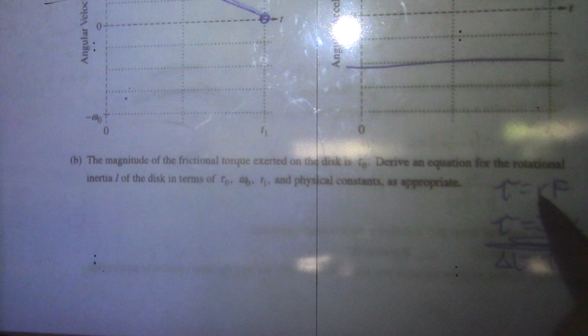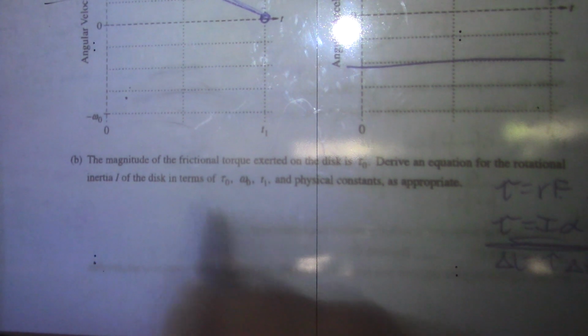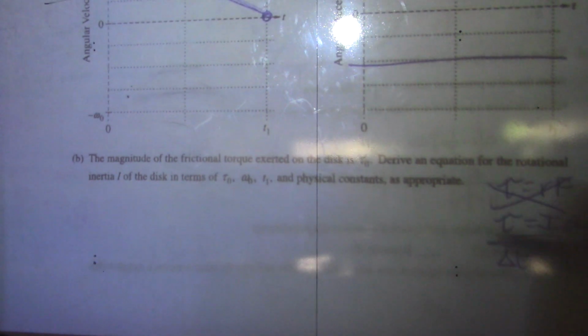Any negative value, as long as it's constant, will work. The magnitude of the frictional force is tau naught. Derive an equation for rotational inertia I in terms of those things. You have a couple of torque equations. You've got torque equals r F, torque is I alpha, and change in L equals torque times change in time. This one will not work because you don't have r or F, and these things won't help you get them. So I use the torque equals I alpha one.